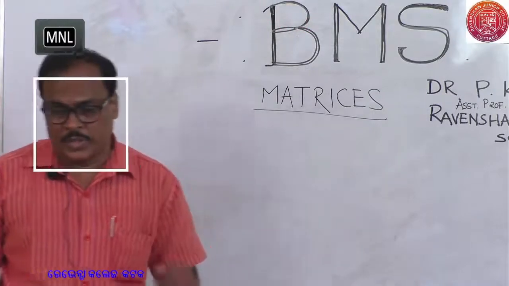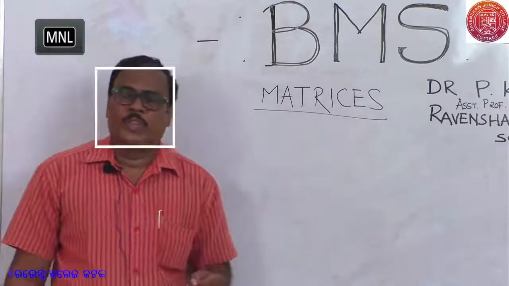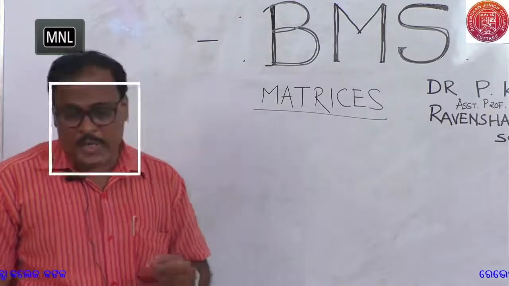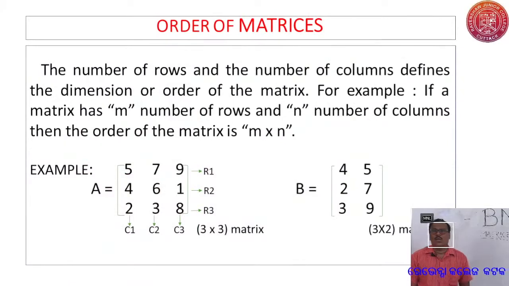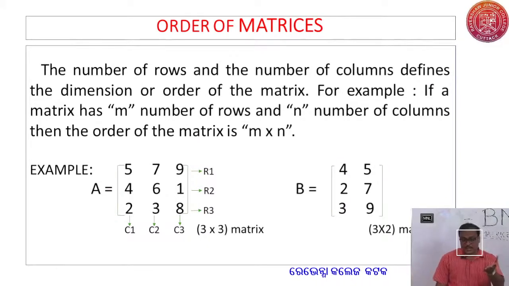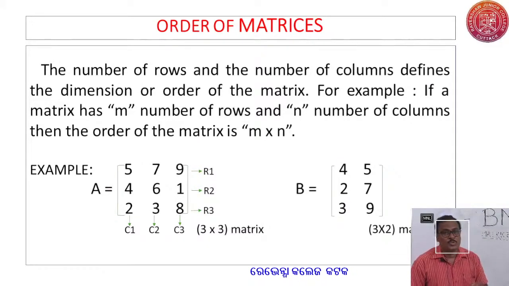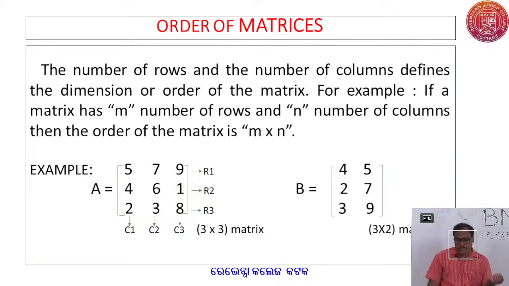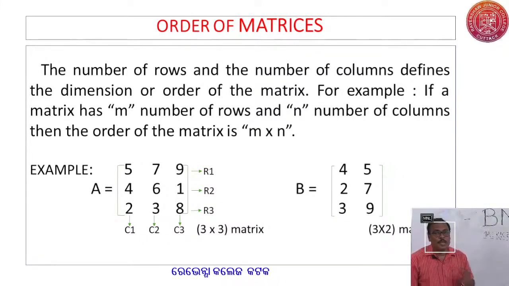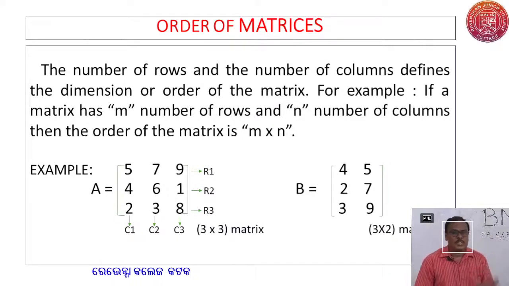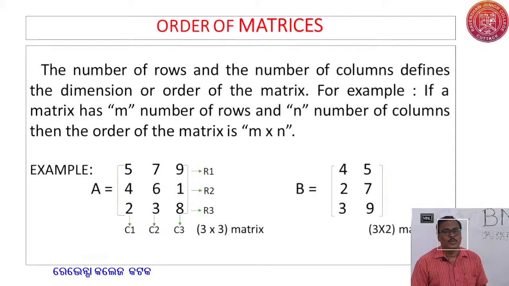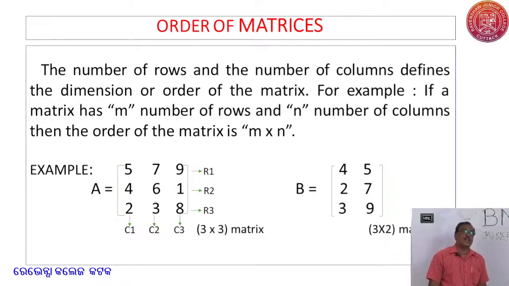Another example I have also given. In the first row, 4, 5. In the second row, the elements are 2, 7, and in the third row, 3, 9. In this example, we find there are 3 rows and 2 columns. So 3 rows: 4, 5; 2, 7; and 3, 9. And 2 columns: the first column is 4, 2, 3, and the second column is 5, 7, 9.